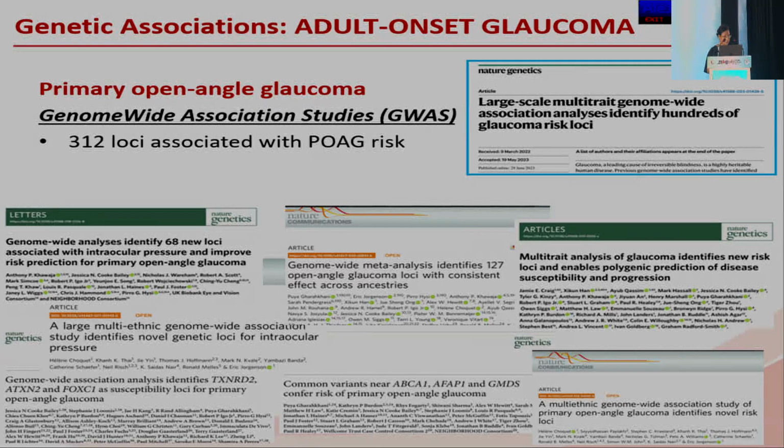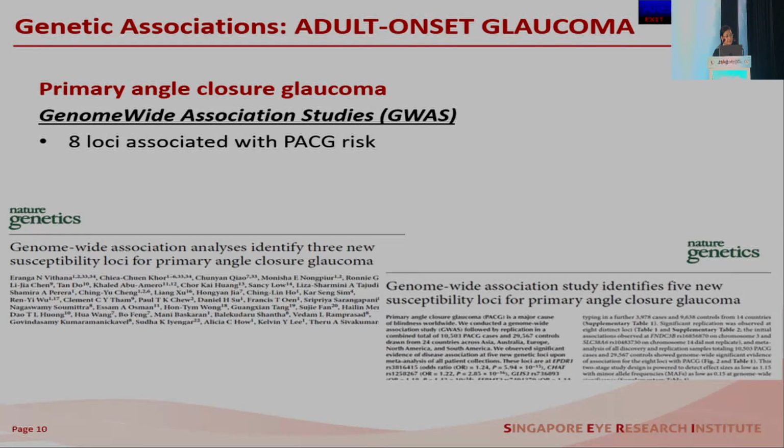Adult onset glaucoma, like I alluded to, the genes for them are mainly identified through genome-wide association studies. There have been a lot of them for POAG, and to date we have over 300 genetic loci that have been associated with POAG. PSEG, on the other hand, is less well studied. We currently have 8 genetic loci associated with PSEG.